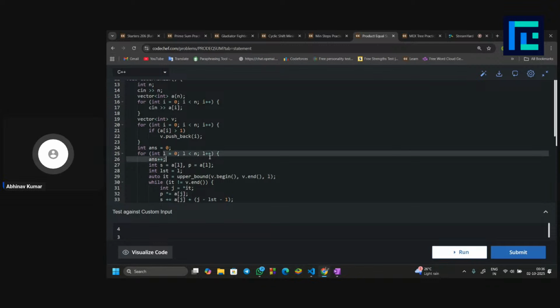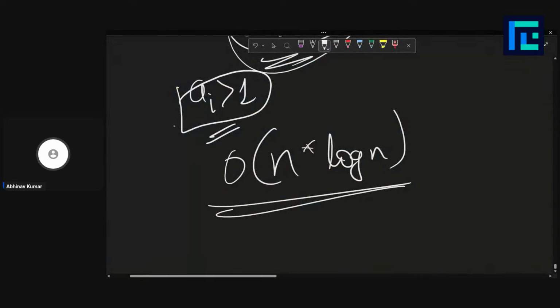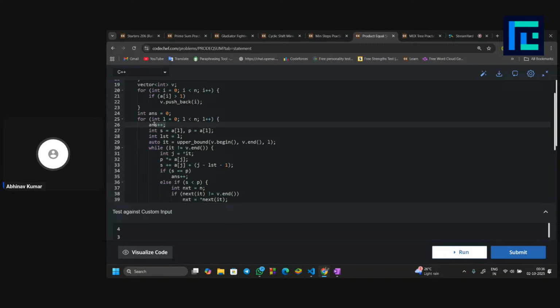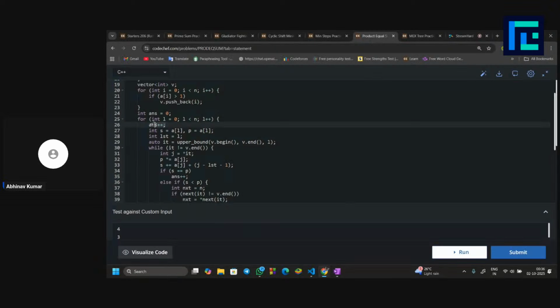Now I'll iterate through all the fixed L. L I will fix from 0 to n, all possible values of L. Now for any given L, when R is equal to L, then we have only one element in the array. So that would add a +1 to the answer. So for that I do answer plus plus. For R equal to L, I'll add a +1 to the answer. Okay. Now I have to move my R forward.